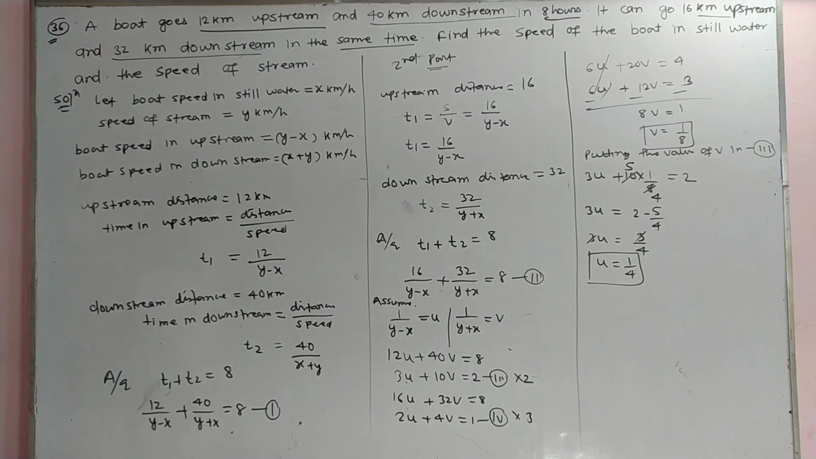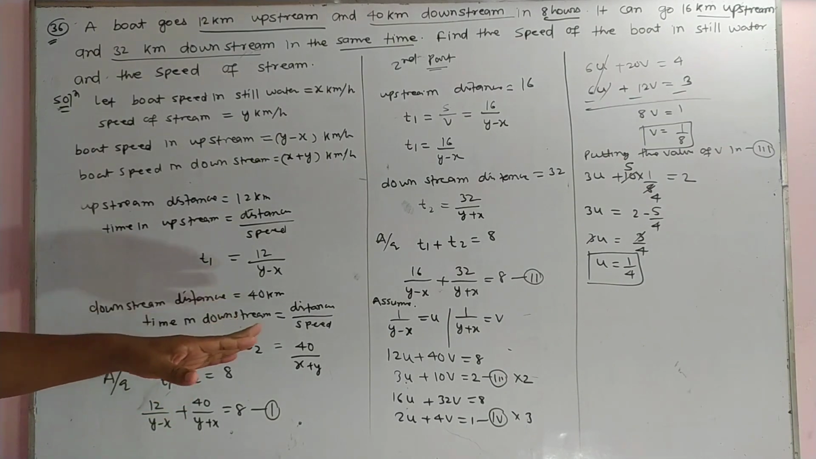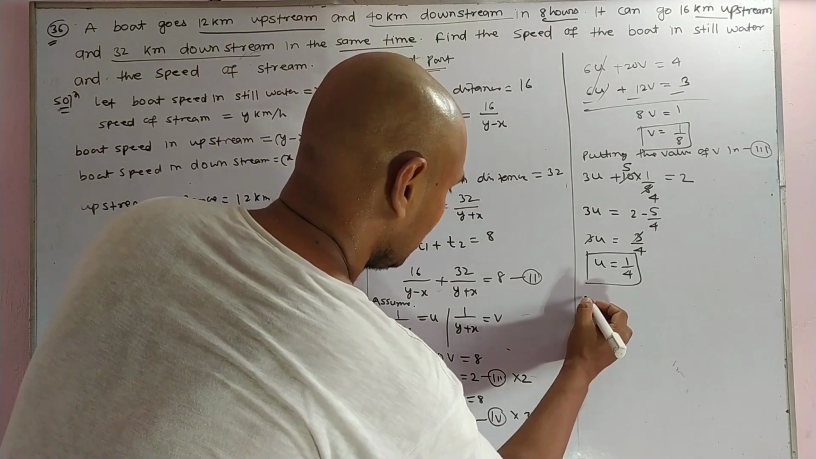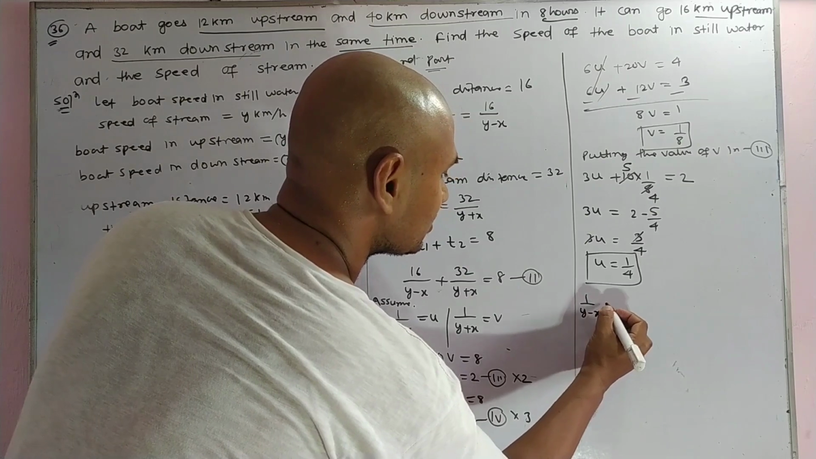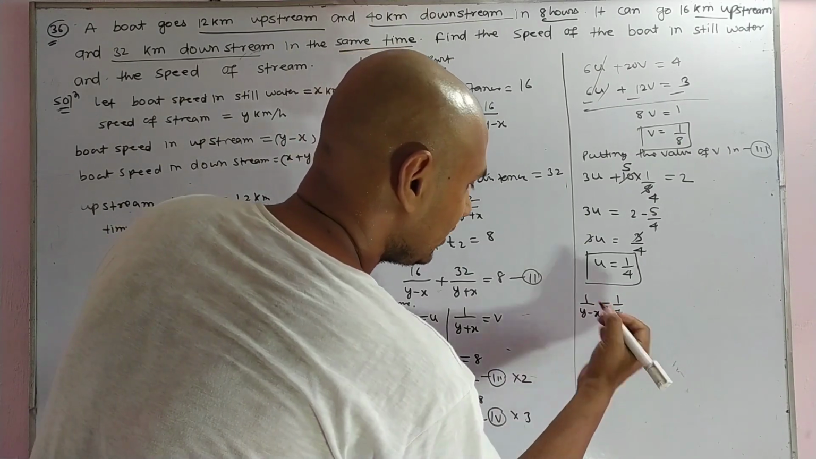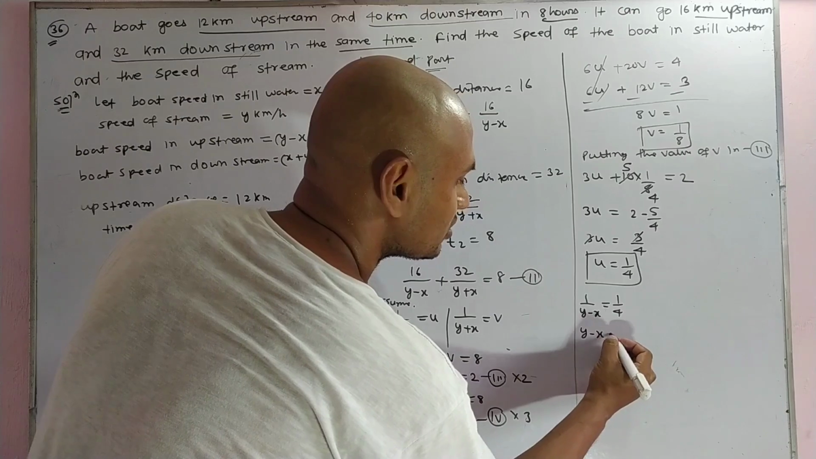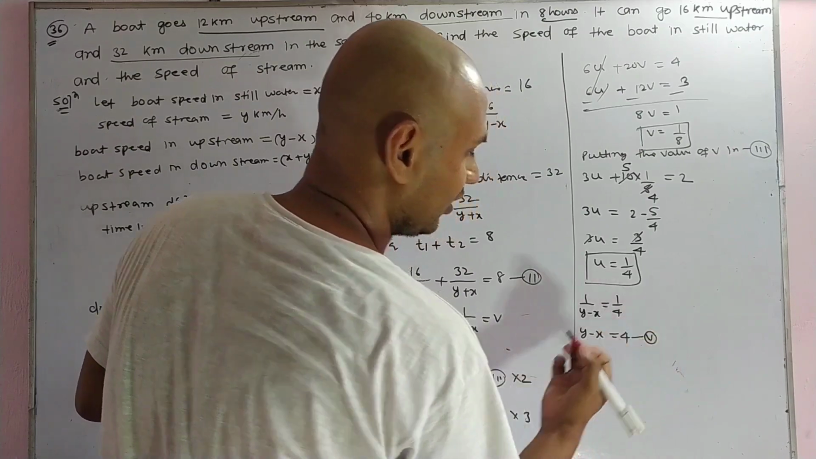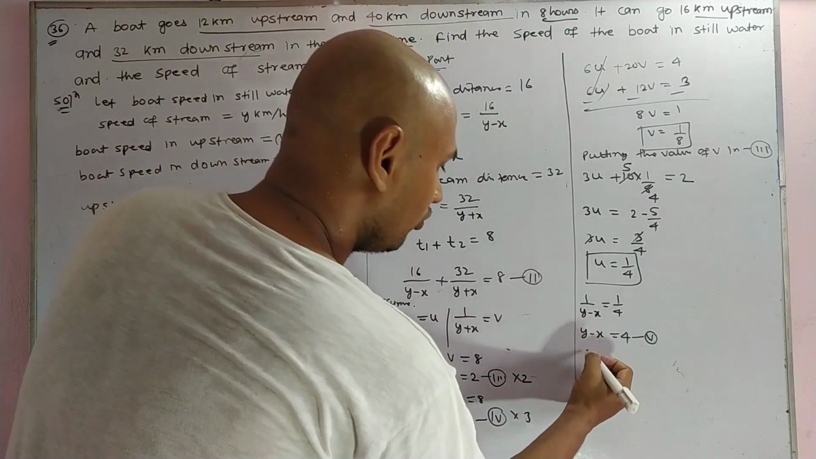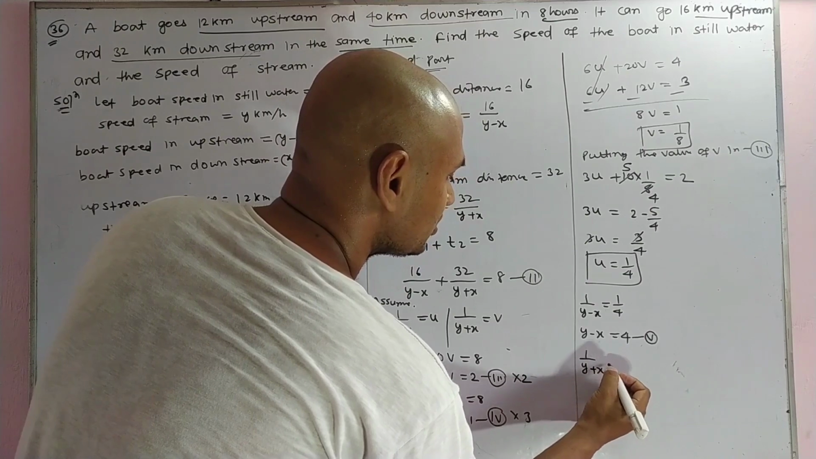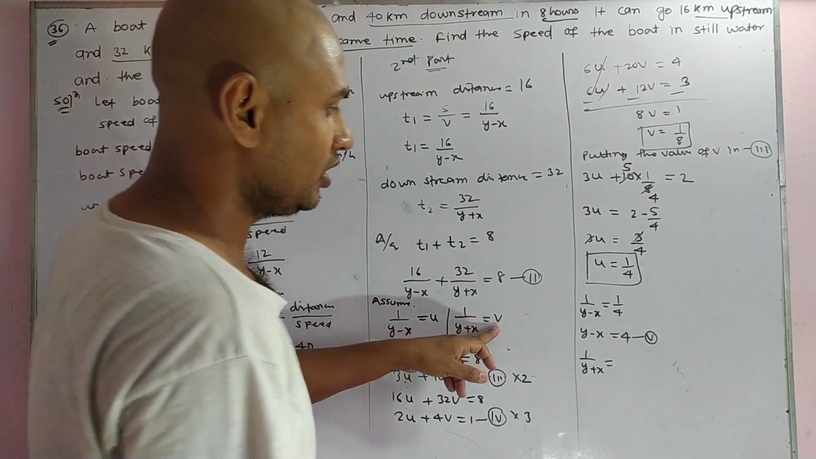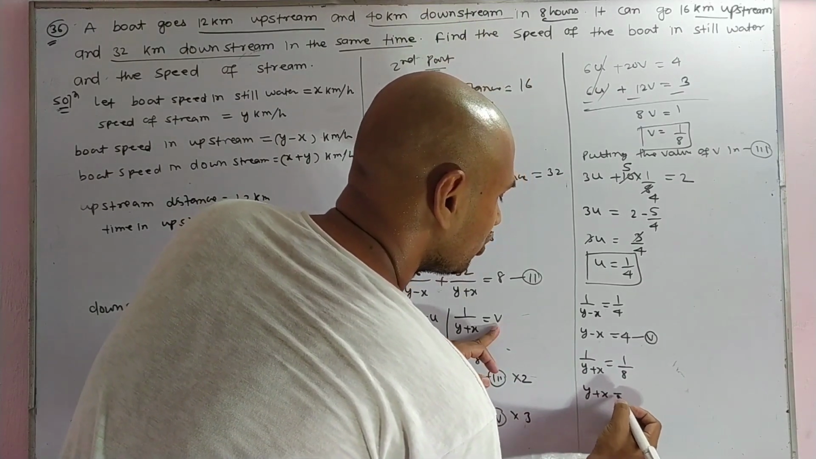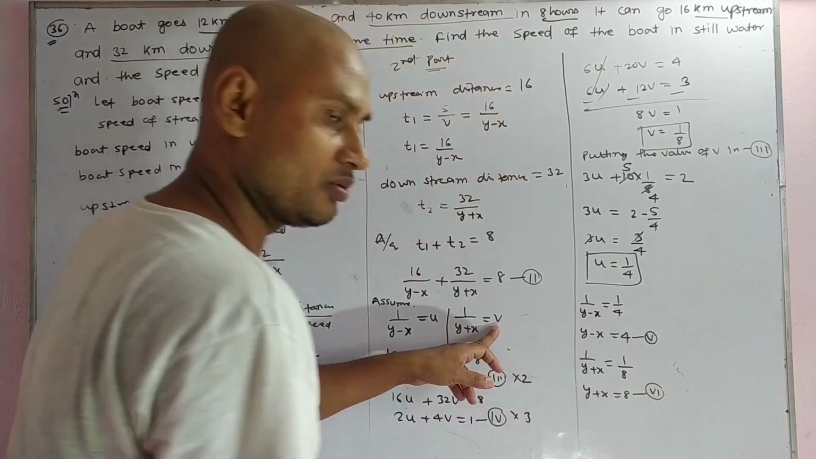You know that you have assumed 1 upon y minus x equal to u, so you can write 1 upon y minus x equal to 1 upon 4, and it becomes y minus x equal to 4, and this is equation number 5. Again, 1 upon y plus x, you assumed it to be v, and the value of v is 1 upon 8, so y plus x becomes 8, and this is equation number 6.